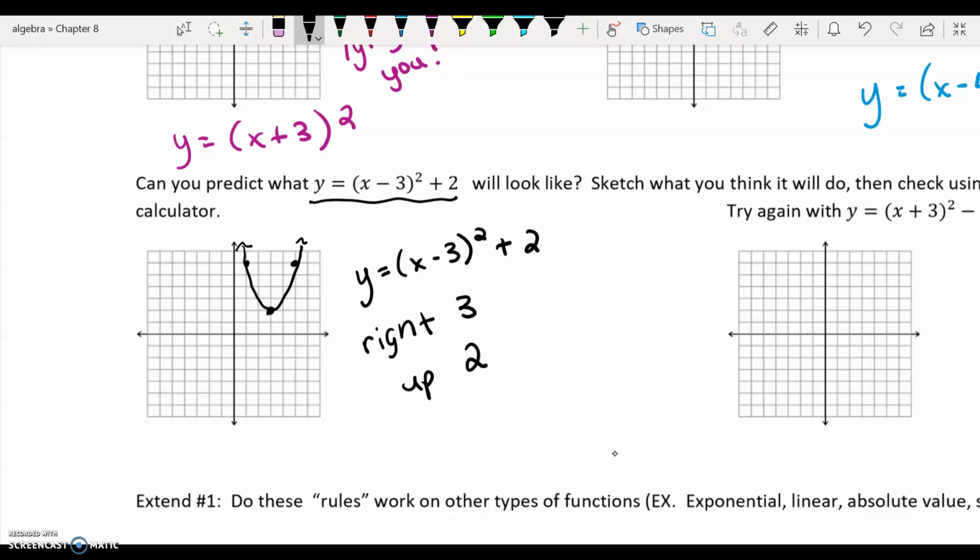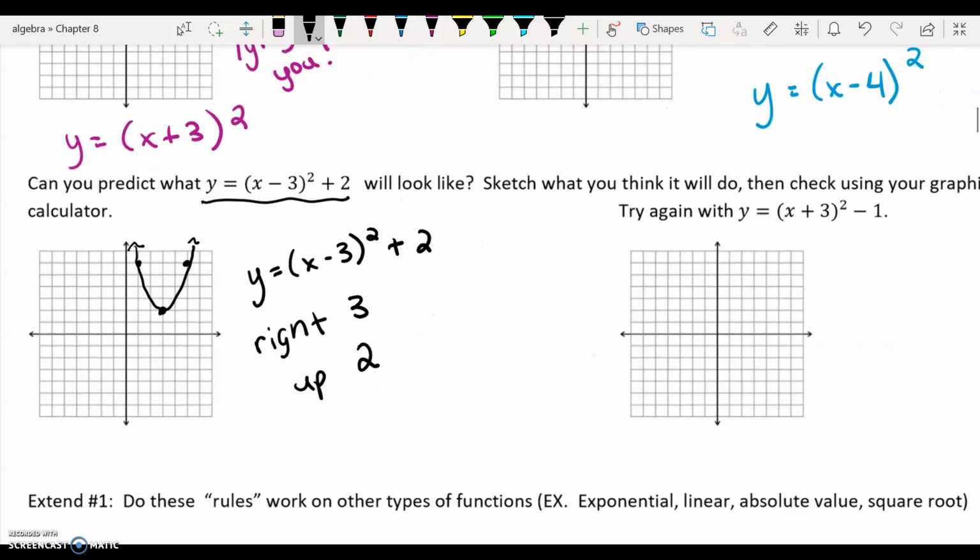Do you see how we use the parent function to graph that parabola? So I want you to try the same thing with this one. And you can always graph it on Desmos to double check, but you need to understand the transformation.